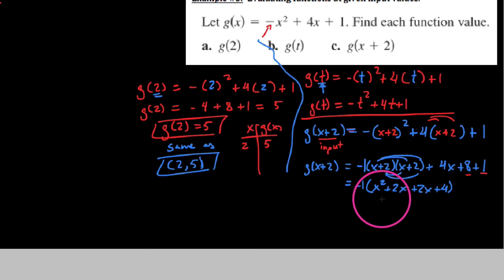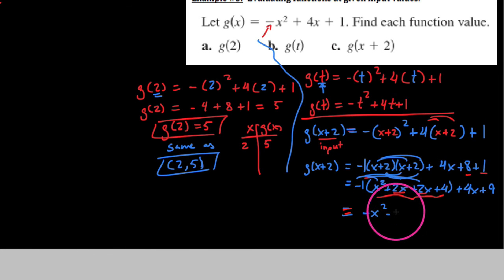We get a negative of all of this stuff, plus our 4x, plus our 8 plus 1, which is plus 9. In this case, we combine these two x's and then distribute a negative throughout. So what we end up with is a negative x squared. 2x plus 2x is 4x, but when you distribute the negative through, it makes them negative. So we get a negative 4x, and then minus 4, plus 4x plus 9.